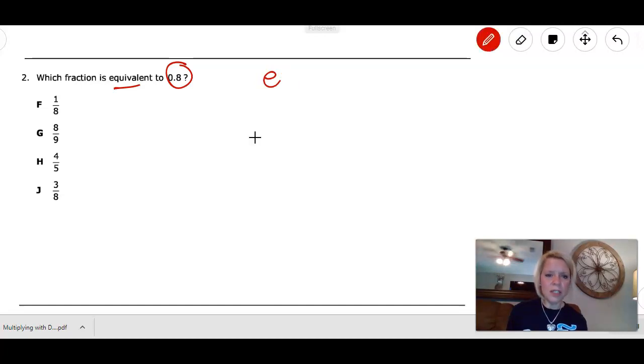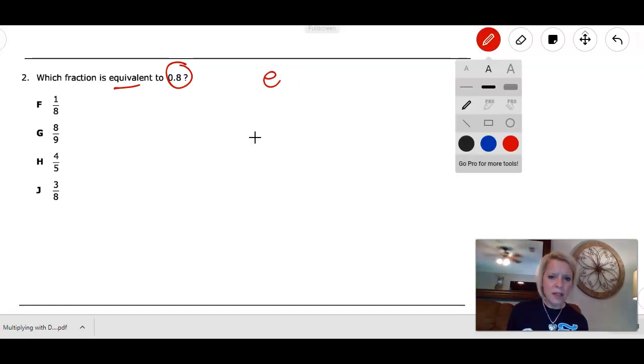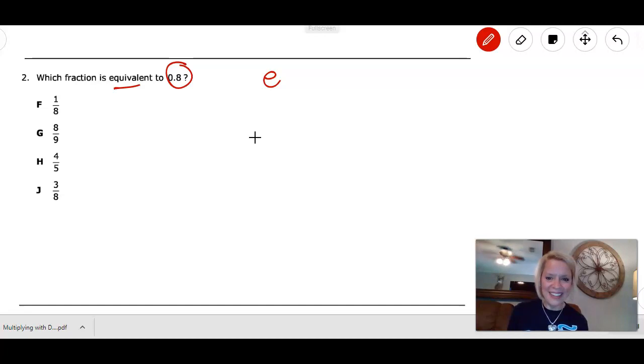Equivalent. Oh gosh, I forgot some letters there. This has not been my morning.